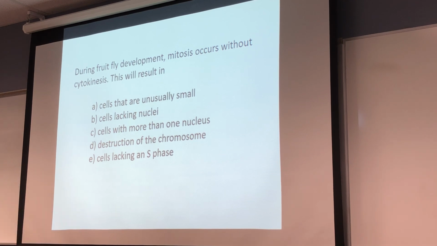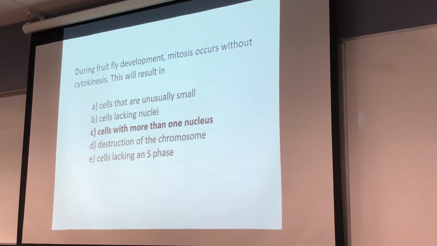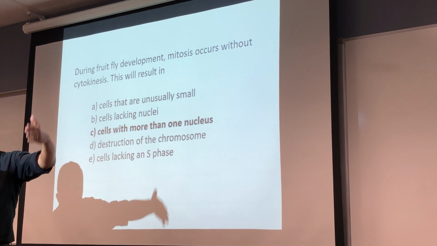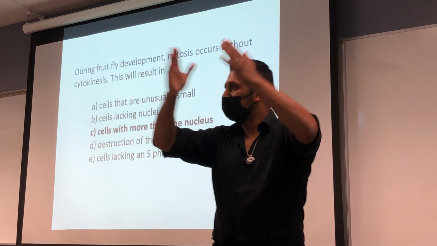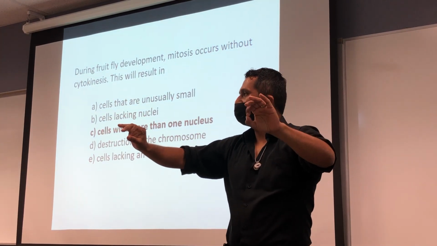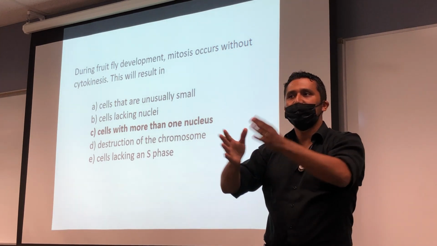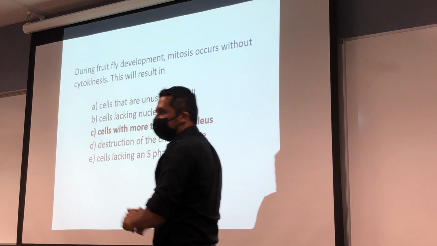Which one? C? Who says C? Leroy? Yes, cells with more than one nucleus, right? Why? Because it just went through the whole S phase, replicated the whole DNA, right? And that's the role of mitosis. But then cytokinesis comes, you want to separate into cells, but cytokinesis cannot take place. So now you have the same cell with the duplicated DNA, right? Two nuclei.